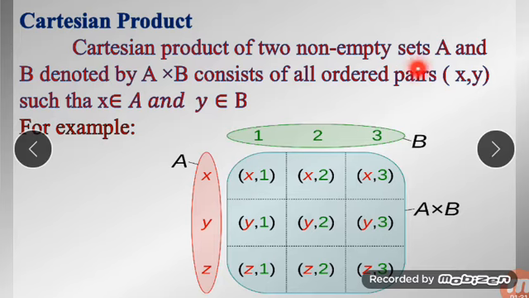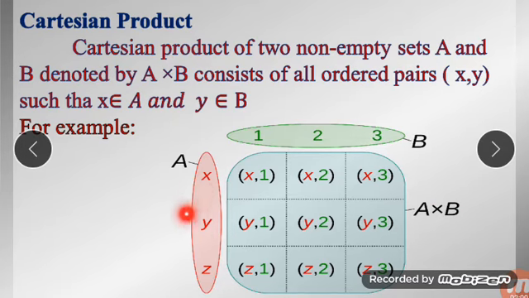Cartesian product of two non-empty sets A and B, denoted by A cross B, consists of all the ordered pairs (x, y) such that x belongs to A and y belongs to B. For example, we have set A which contains the elements x, y, z, and set B which contains the elements 1, 2, 3. If we are interested to show the relation between the elements of these two sets, it can be shown with the help of Cartesian product A cross B.